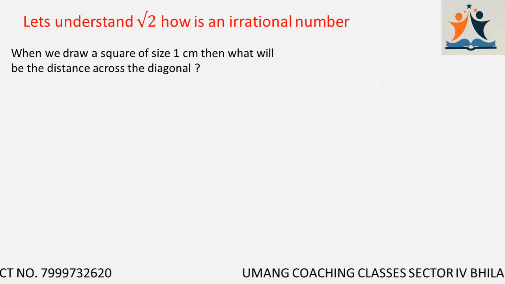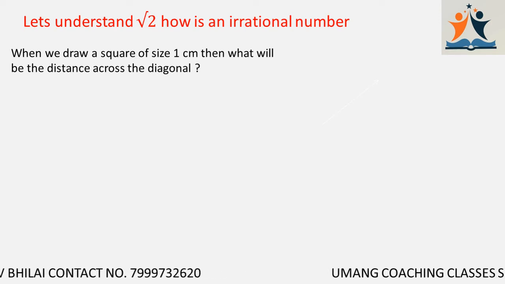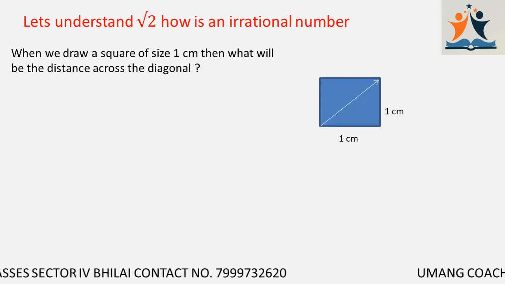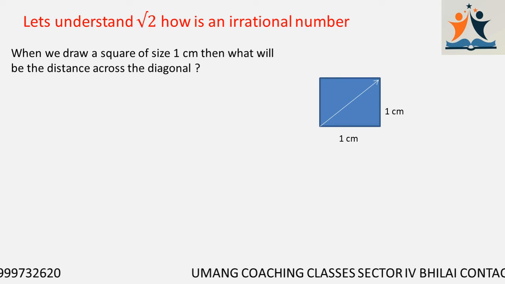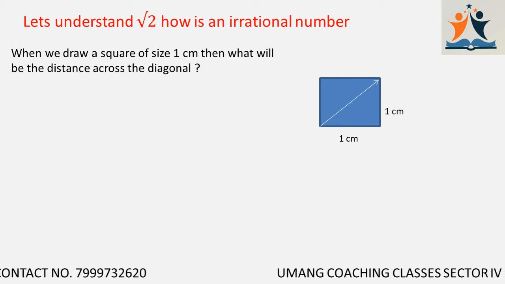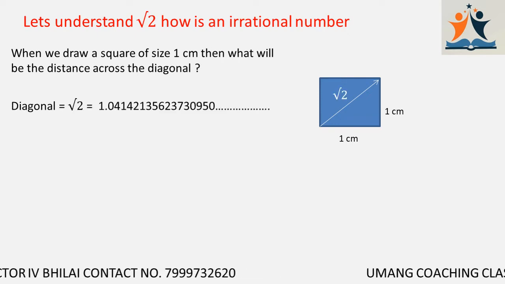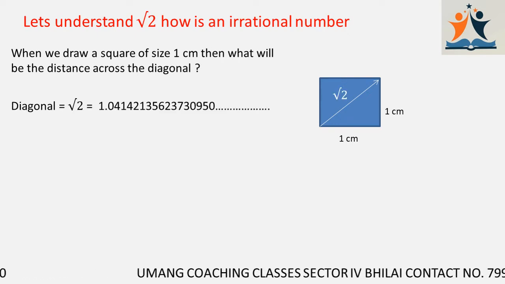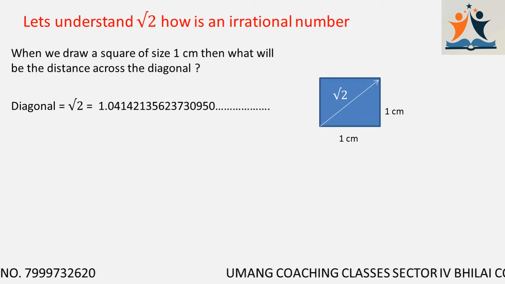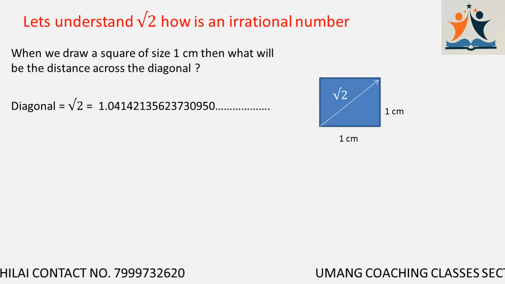When we draw a square of size 1 centimeter, then what will be the distance across the diagonal? This is the square we have drawn. So what will be the distance across this diagonal? You can see an arrow here. It will be root 2. So what will be the value of this root 2? 1.4142135 and so on. But tell me, does this root 2 exist or not?